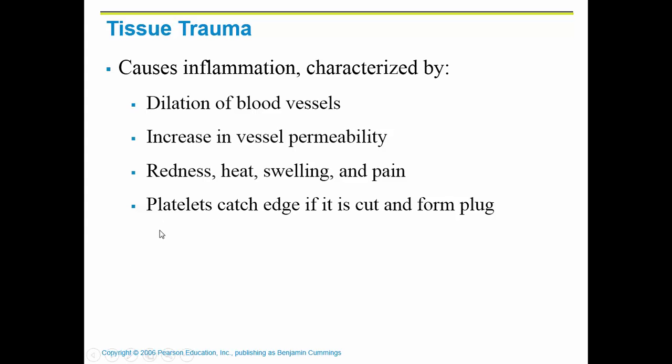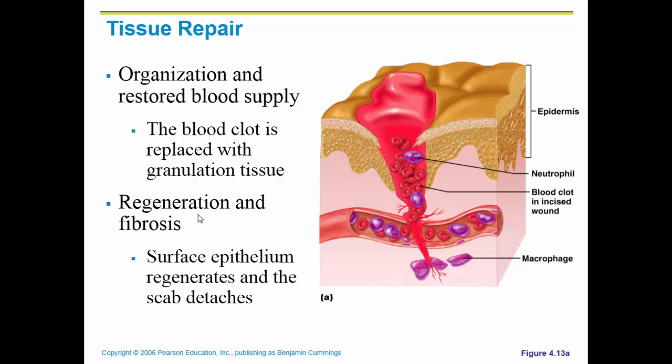And then for the blood vessel that gets torn or broken, we have these things in our blood called platelets. And platelets are going to catch on the edge of the blood vessel and form a plug so that you don't bleed out. Then once the tissue starts to repair, we have to organize and restore our blood supply. So we're going to fix our blood vessel first by clotting the blood and then regenerating those cells so that that blood is no longer leaking out. That's where a blood clot comes in.